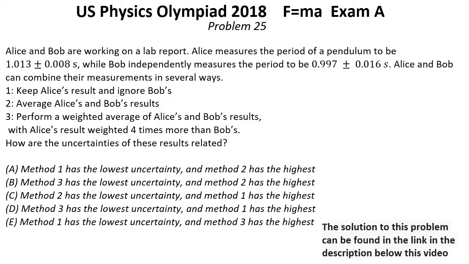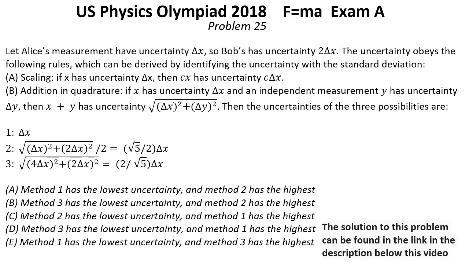First way, keep Alice's result and ignore Bob's result. Second way, average Alice and Bob's results. Third way, perform a weighted average of Alice's and Bob's results with Alice's result weighted 4 times more than Bob's result. How are the uncertainties of these results related? Solution for problem number 25. Let Alice's measurement have uncertainty dx, so Bob's has uncertainty 2dx.